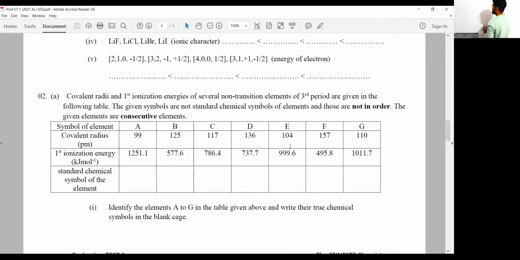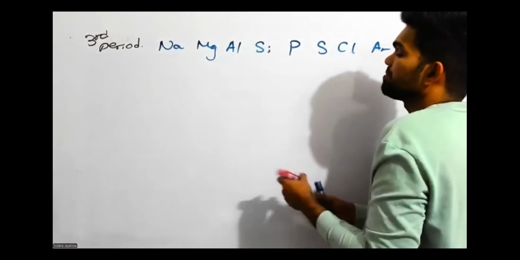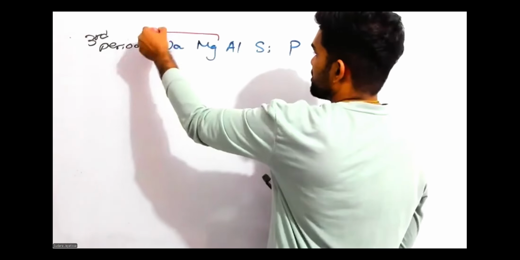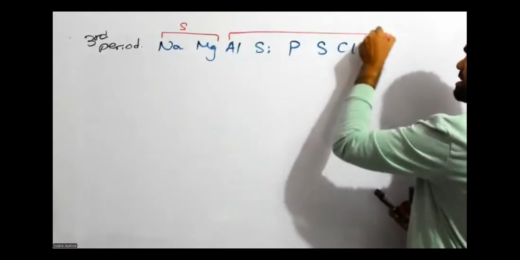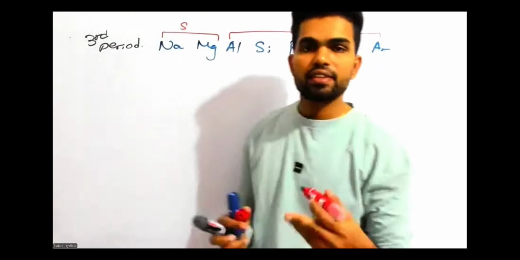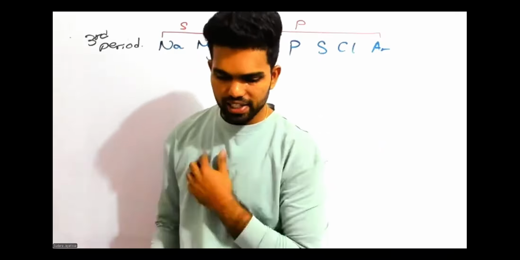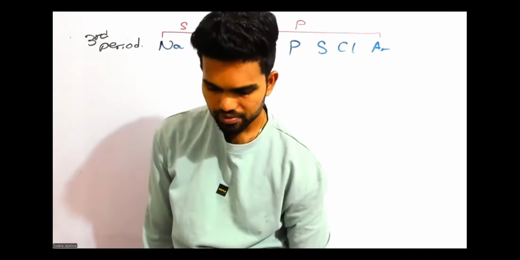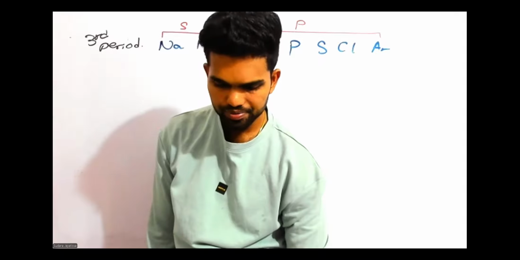I'll write them on the board. Those elements belong to the S block and P block. That's what I'm going to show you here. So these 2 elements belong to the S block and these 6 elements belong to the P block. Okay, so non-transition. I hope that part is clear. Then let's go to the question again.